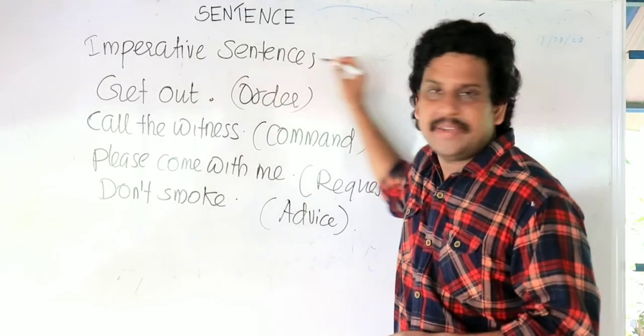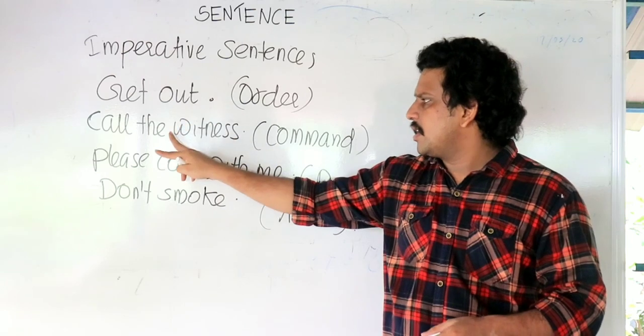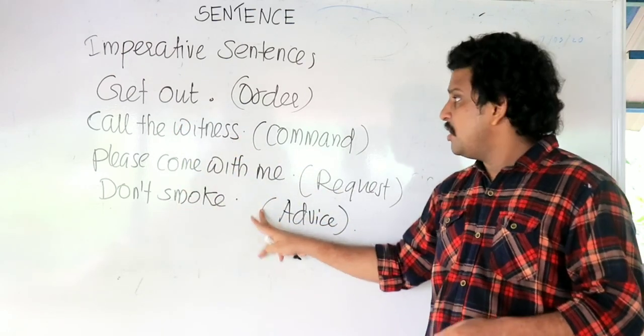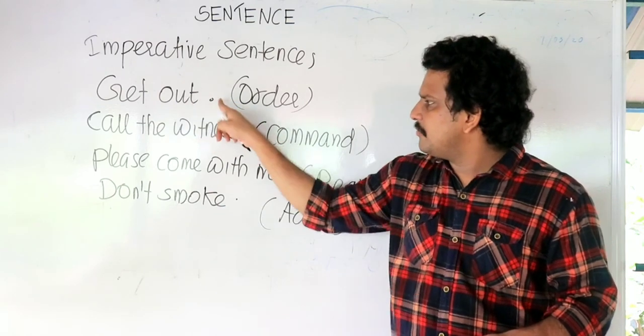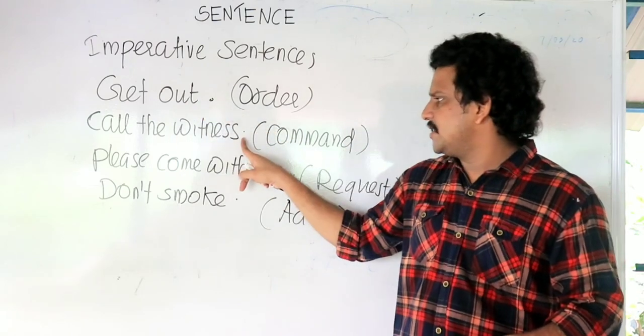Next sentence is imperative sentence. Look at these sentences. Get out. Call the witness. Please come with me. Don't smoke. All these sentences end in a full stop. Get out, full stop. Call the witness, full stop.